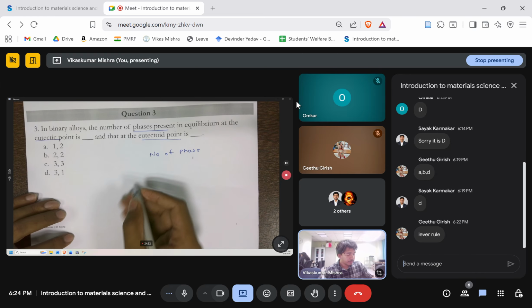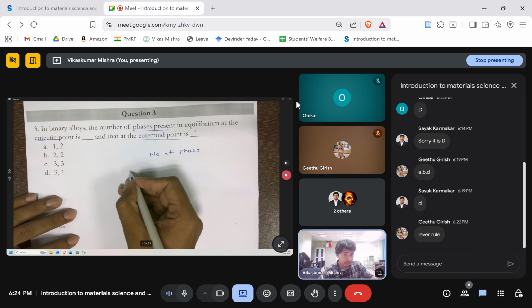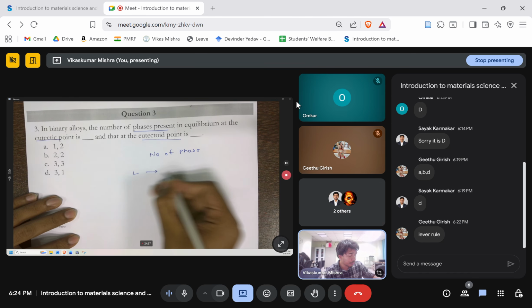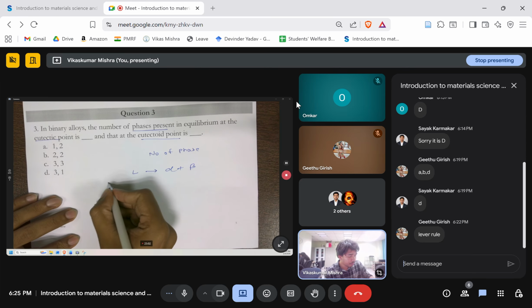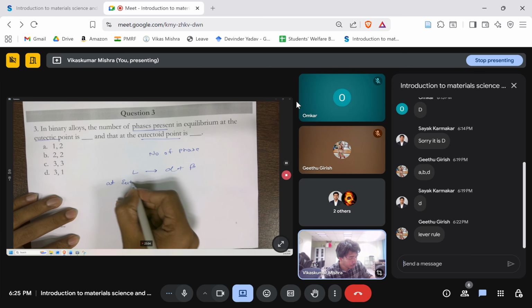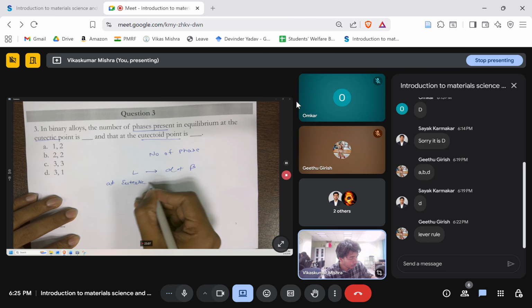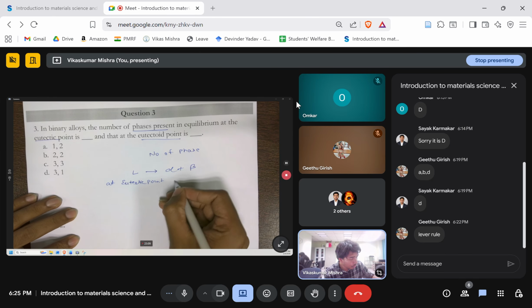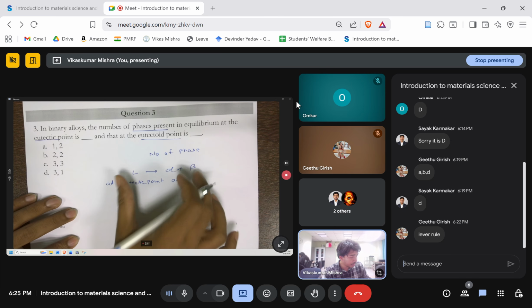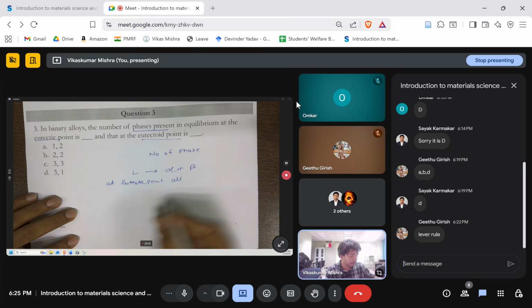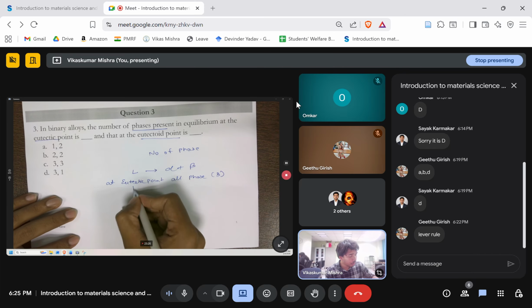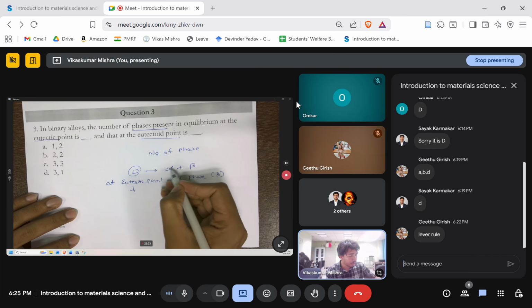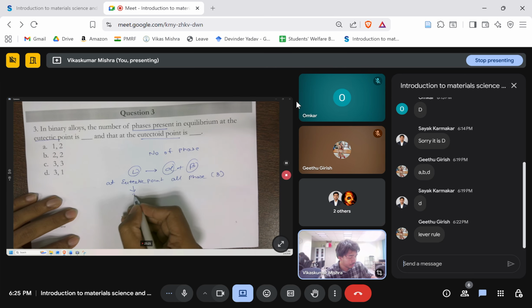See, I know what is happening in the eutectic reaction. We all just discussed that liquid is transforming to the alpha and the beta. So at the eutectic point, in an invariant reaction, all the phases present in the invariant reaction will be there. All phases, that is 3 phases, will be present. So in the case of eutectic, how many phases are there? Liquid is also there, alpha is also there, and beta is also there. So we can say 3.